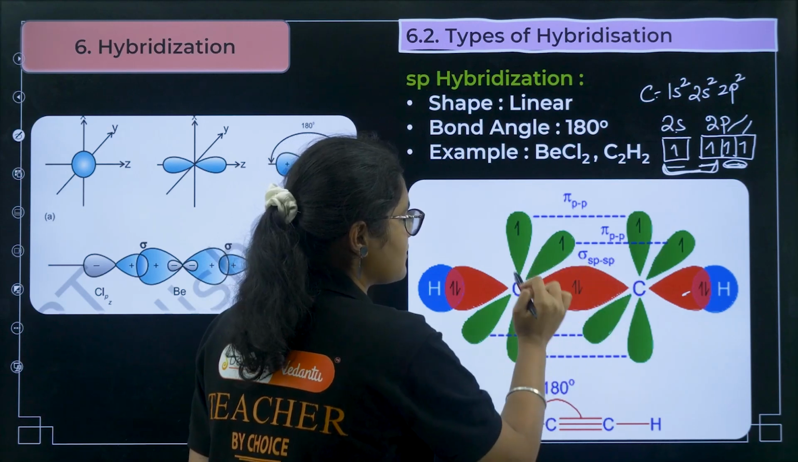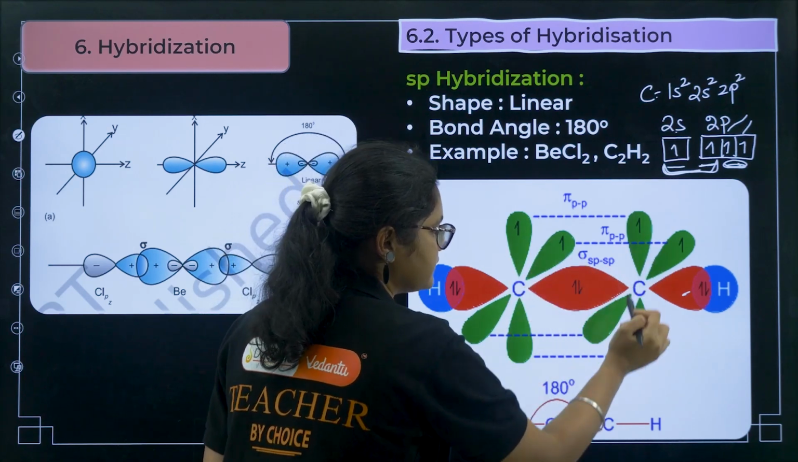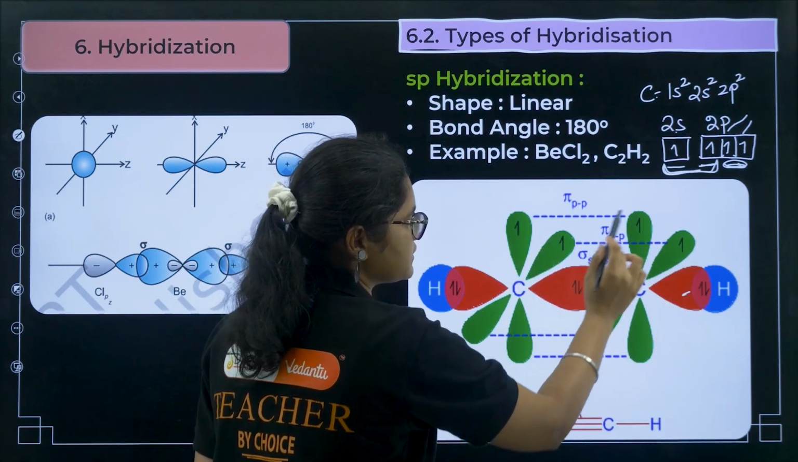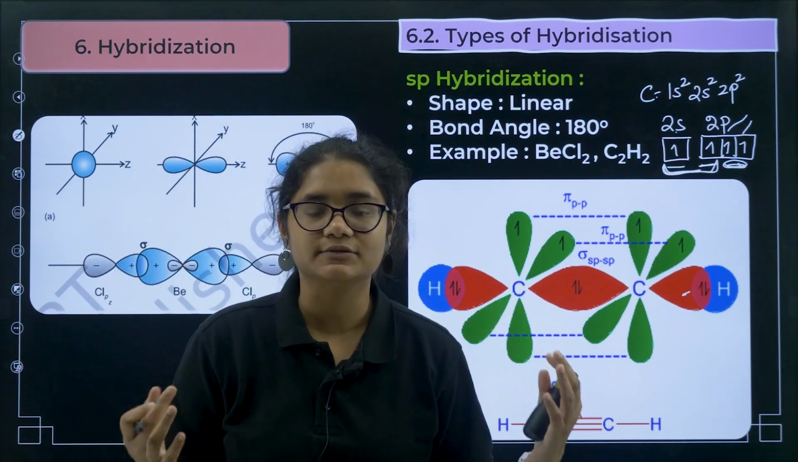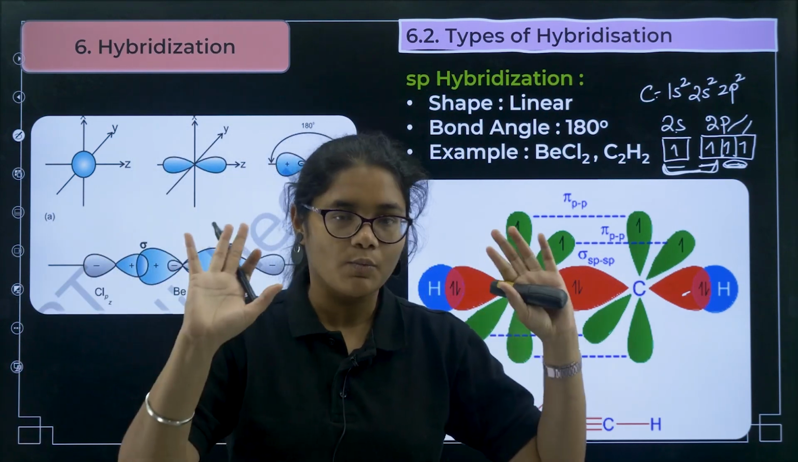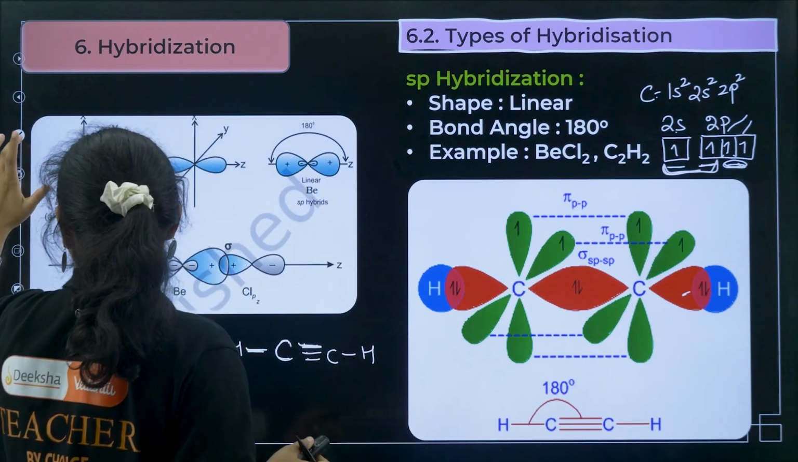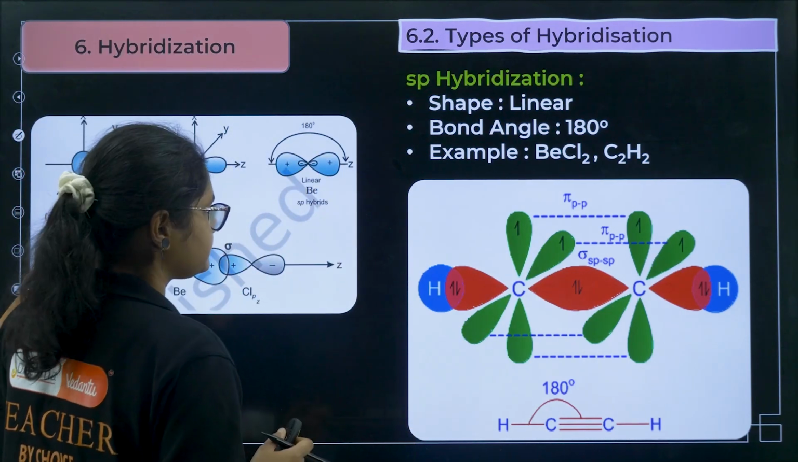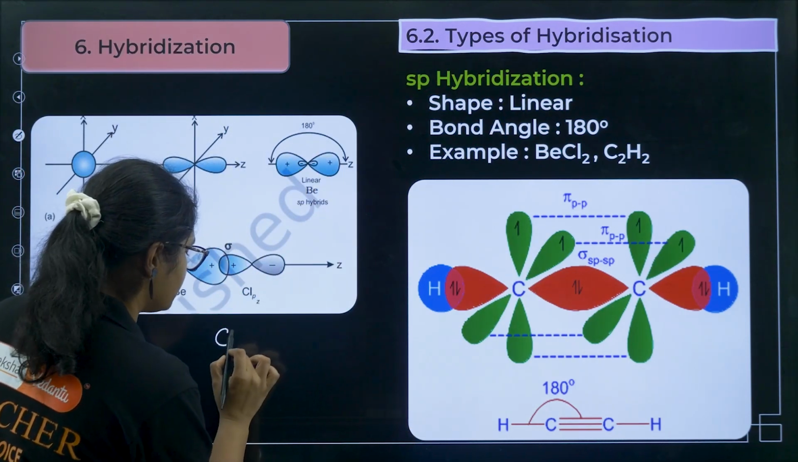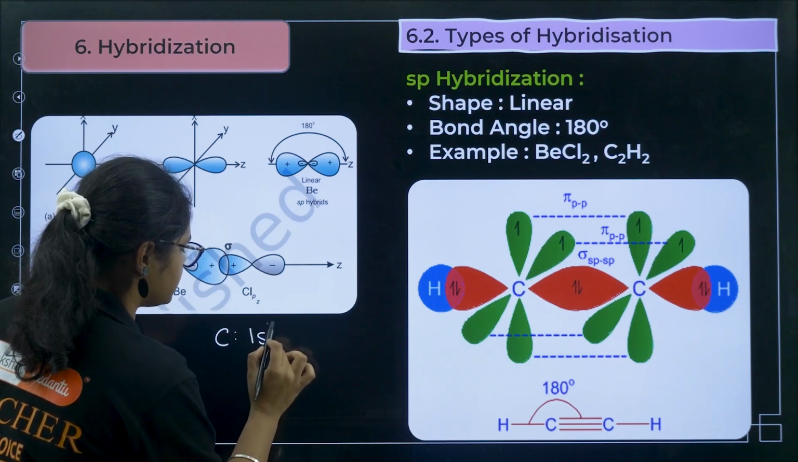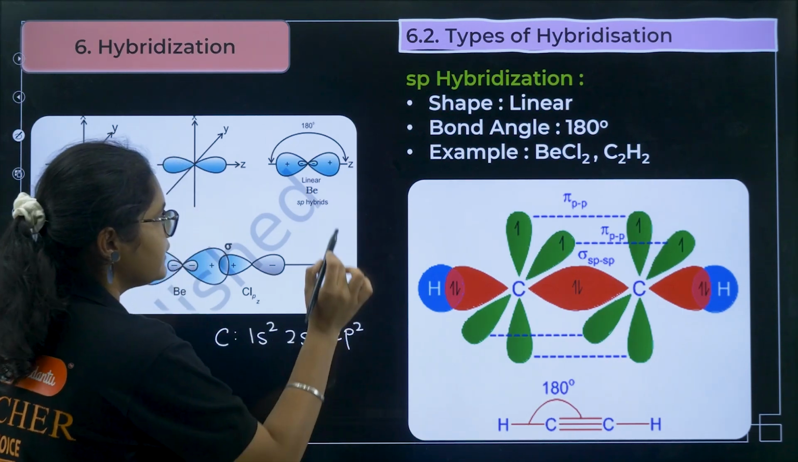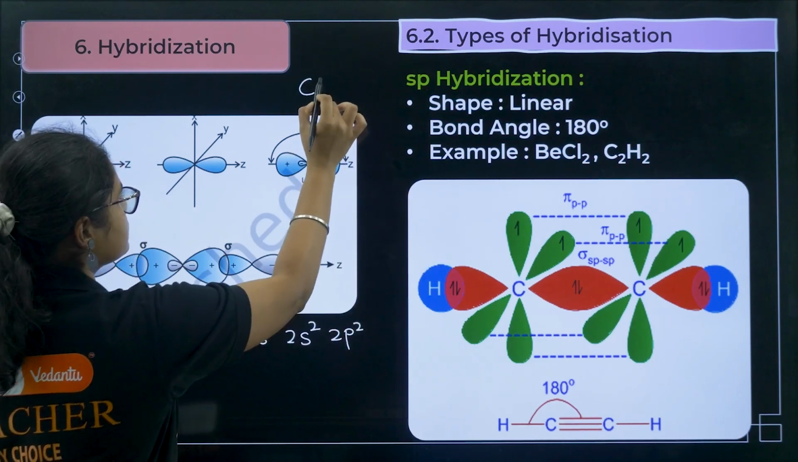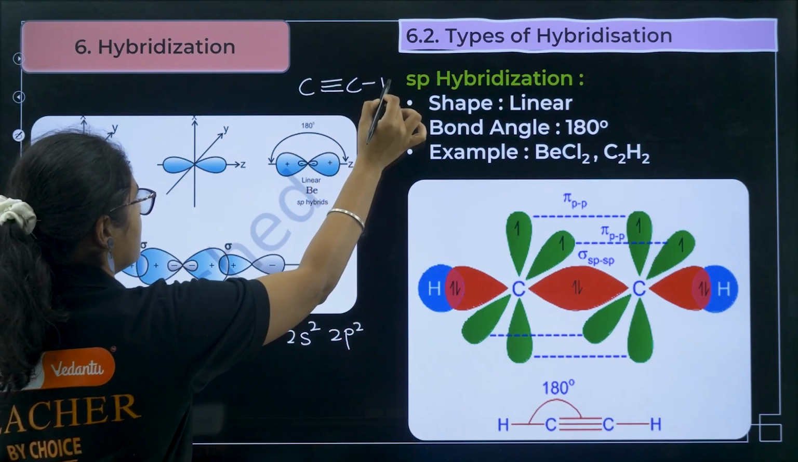Okay, so this carbon has two p orbitals, and similarly this carbon has two p orbitals which form bonds, but they undergo lateral overlap, so that is why this is a pi bond. Okay, once again I am explaining, listen here clearly. See, carbon's electronic configuration is 1s2, 2s2 and 2p2. Okay, ethyne, C2H2, has a structure like this.